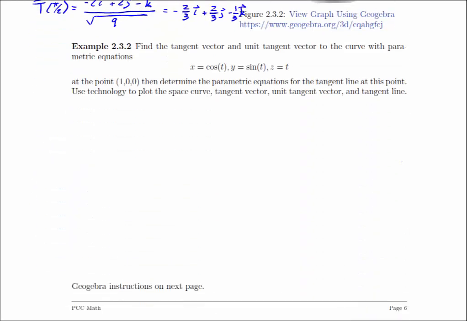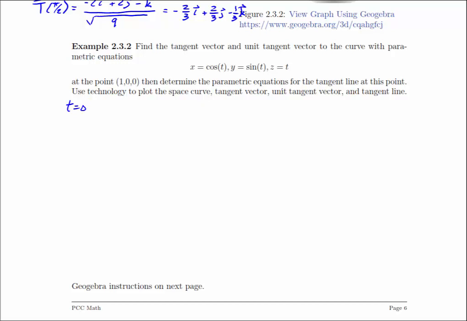Moving along here, we are now going to find the tangent vector and unit tangent vector to the curve with these parametric equations: x equals cosine of t, y equals sine of t, and z equals t at the point (1, 0, 0). Real quick, I like stopping in the middle of a problem and asking, okay, I have this point on these parametric equations. What is the t value? If we want z equal to t, then that shows me right away that t equals 0.